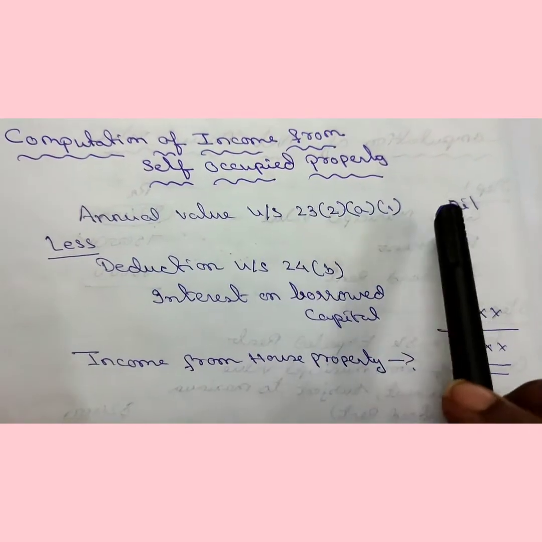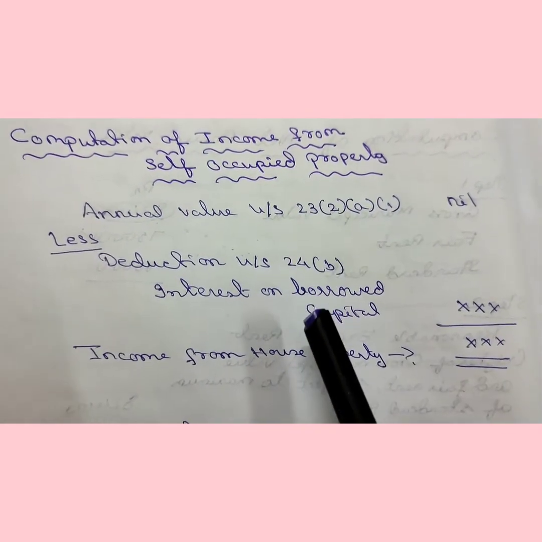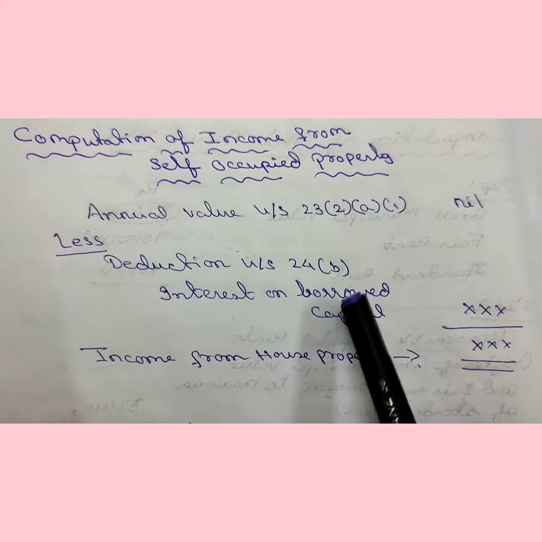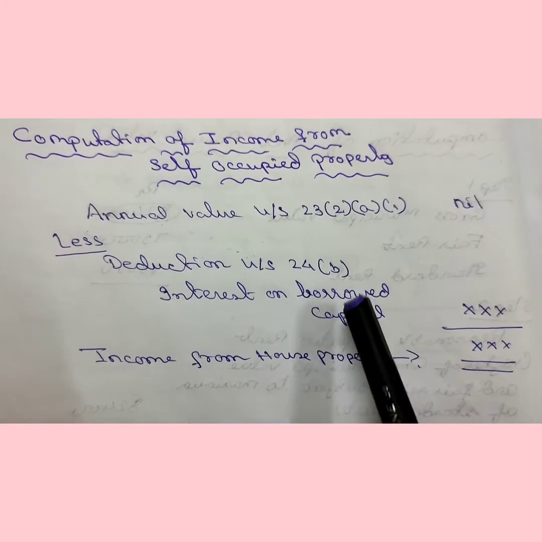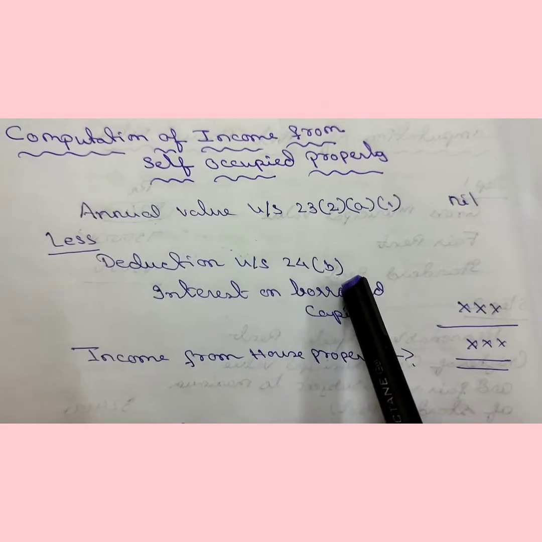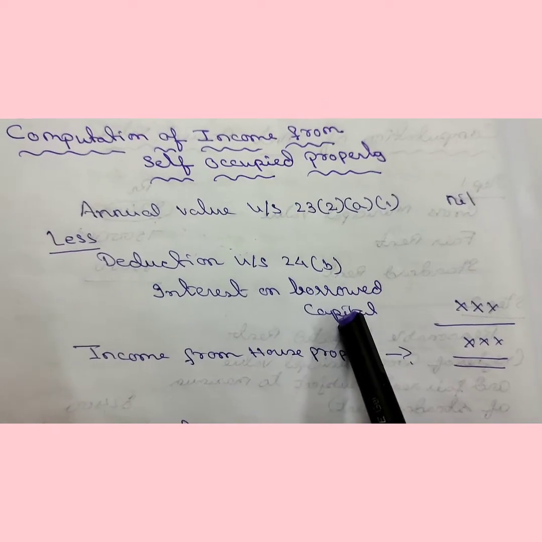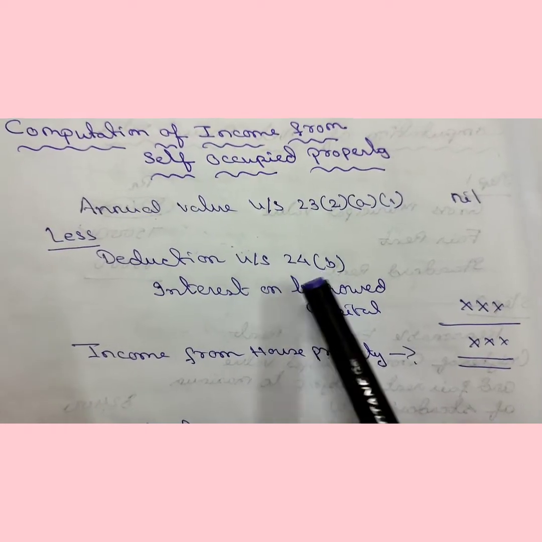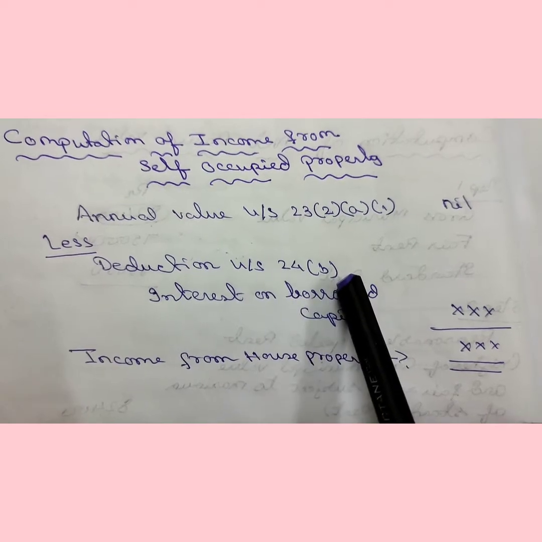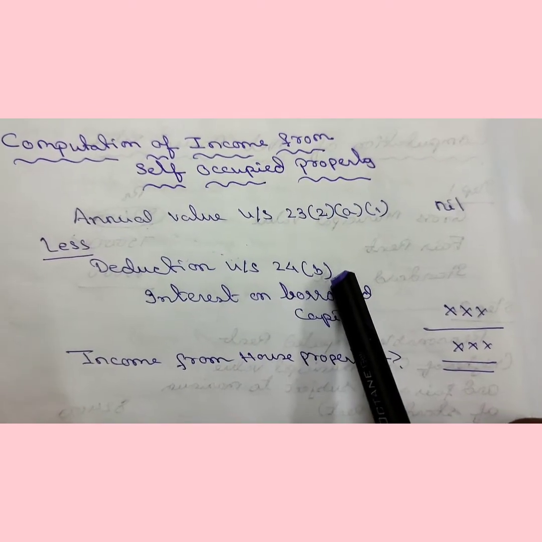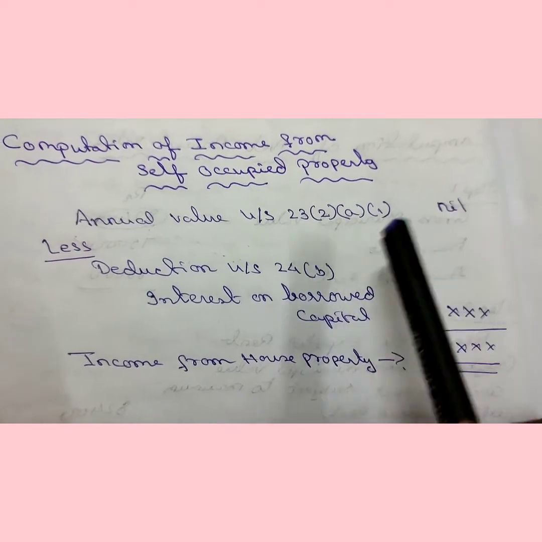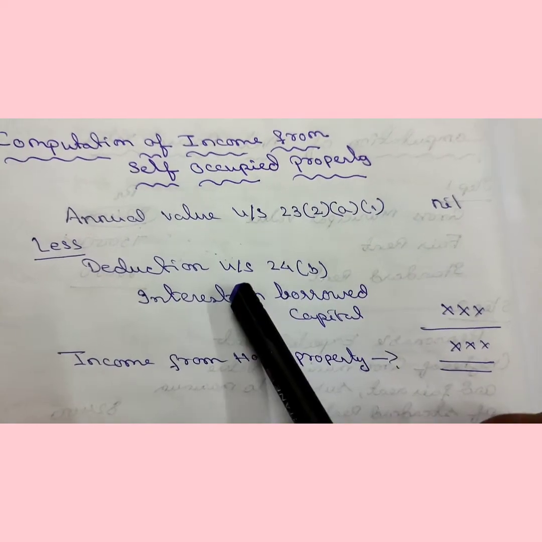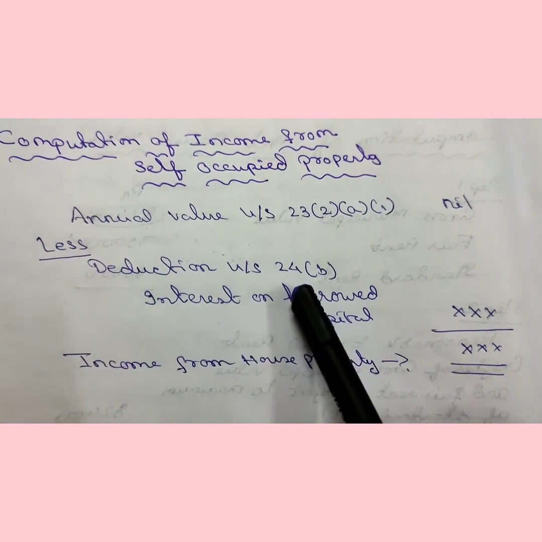And for this self-occupied house property there is only one deduction, that is interest on borrowed capital. That means interest on loan. Again I am saying, interest on loan means the loan is taken for construction, purchase, repair, renewal or reconstruction of house. Only one deduction. There is no question of standard deduction, because standard deduction is 30% of annual value. Here annual value is nil, so there is no question of standard deduction.